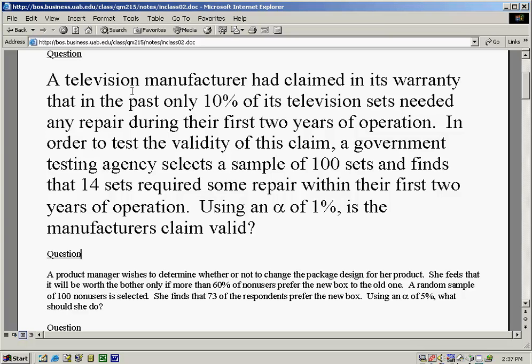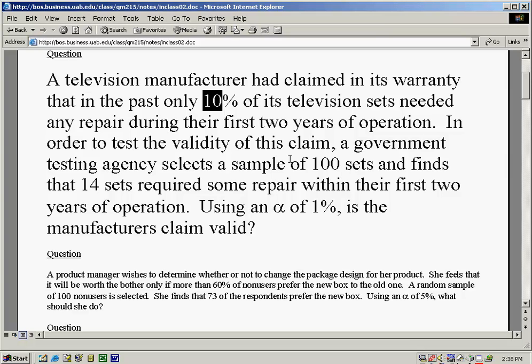Alright, so what we have is a claimed value, 10%, and then sample data, 100 sets is a sample size, 14 out of the 100 would be a sample proportion, which would be like 14%, and we want to know if the 14% really is out of sync with the claim of the 10%.